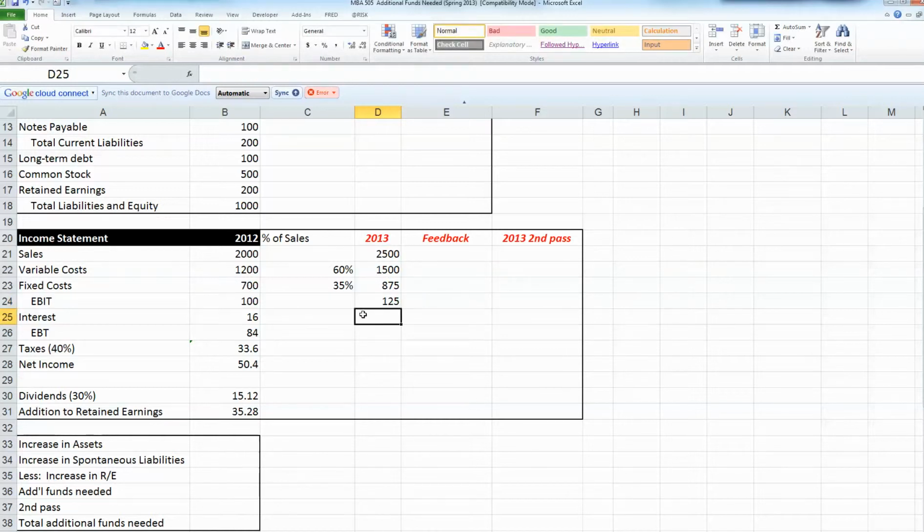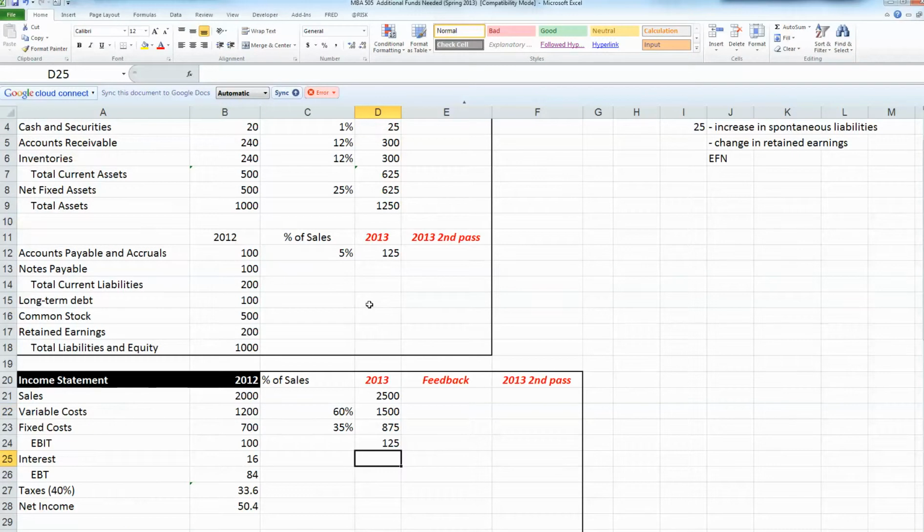Now the problem is interest. If I need to borrow more money, if I use debt as an external source of financing, then I'm going to owe more interest. But I don't yet know if I'm going to need debt as an external source because I haven't actually calculated my external financing needed. That's what I'm doing with this project. So what we do initially in what we call our first pass is just assume interest will stay what it was the year before. Now we know that's probably wrong, but we'll deal with it in a bit.